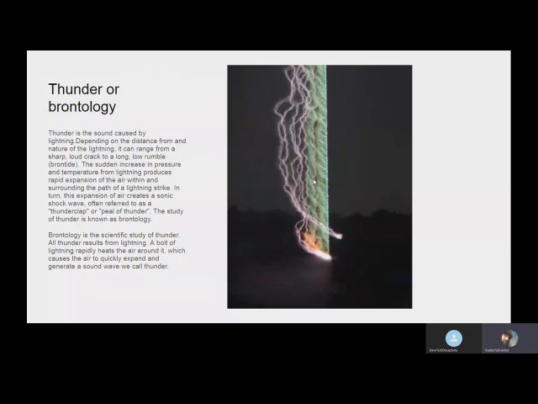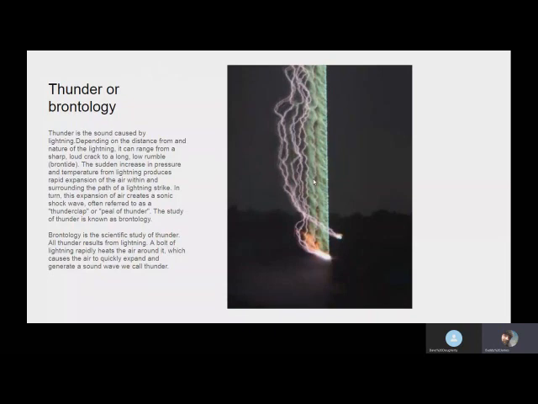Depending on the distance from and nature of the lightning, it can range from a sharp, loud crack to a low crumble, a brontide. The sudden increase in pressure and temperature from lightning produces rapid expansion of the air within and surrounding the path of a lightning strike. In turn, the expansion of air creates a sonic shock wave, often referred to as a thunderclap or peal of thunder. The study of thunder is known as brontology.